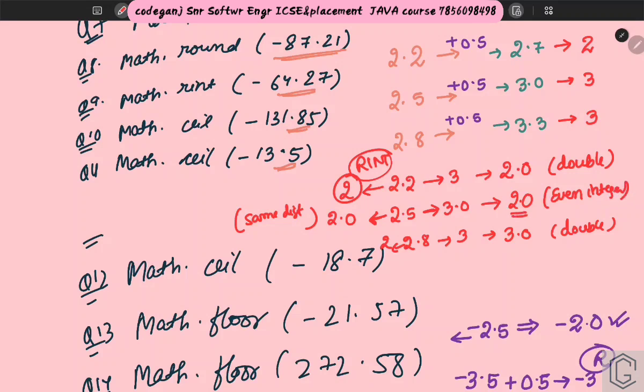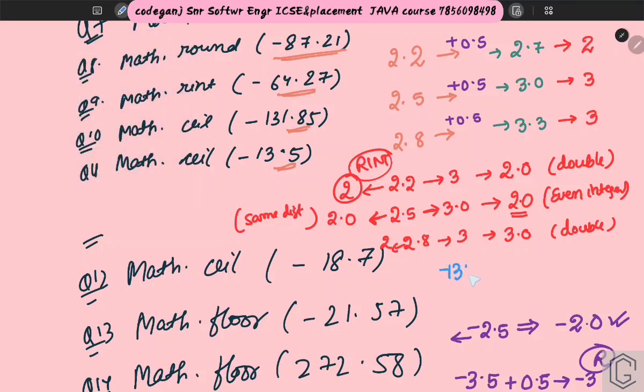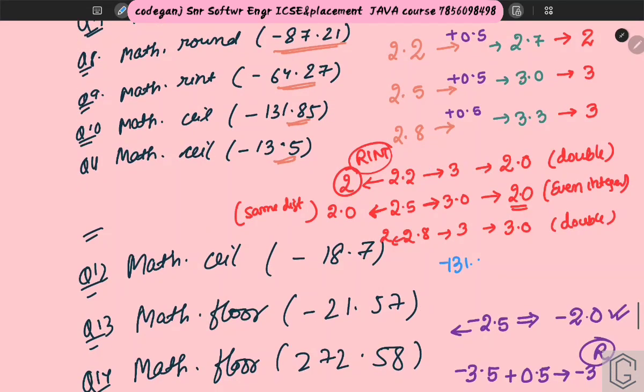Am I clear? Am I very clear? Good. Suppose we have something like minus 31.83, which I had given you, right? So in case of round and in case of rint, what will be the answer? In case of round, you have to add plus 0.5 to this. As soon as you add plus 0.5, it will become minus 31.33. So this is closer to minus 31, so it will give minus 31.